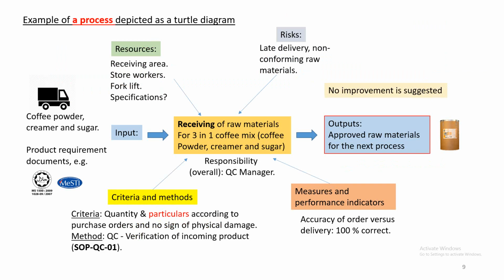Okay, what you can do, this is commonly done in industry. They use turtle diagrams. You put there in the middle the process, receiving of raw material. This is just an example, yeah, for 3-in-1 coffee. So surrounding this process is the components of the process, resources, the input, criteria and methods, measures and performance, responsibility, risks, and finally you have the output, which is the approved raw materials to be used for the next process. Okay, so this looks very easy because it is just a simple PowerPoint drawing.